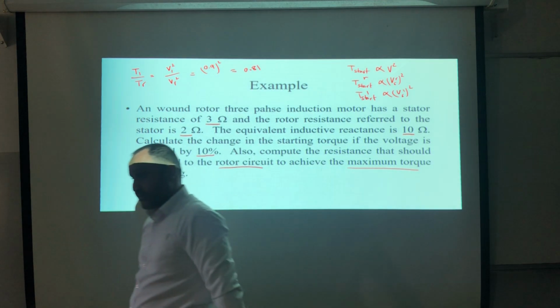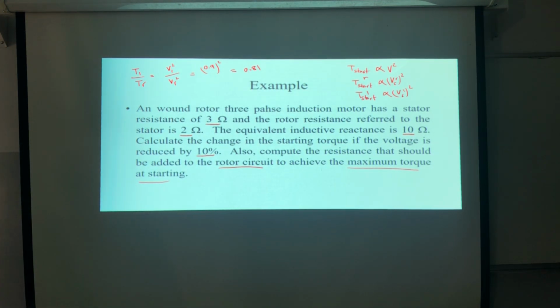So simply, if I'm asking the question, for a 20% reduction in the voltage, how much reduction in the starting torque will I have? 0.8 squared, 0.64. One minus it is the reduction, 0.36. Here with the same 0.9 squared, 0.81, one minus it is 0.19.